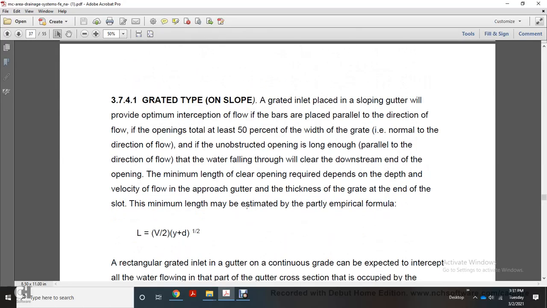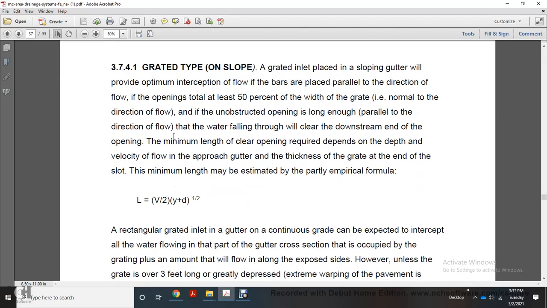Alright, the grate type on a slope. A graded inlet placed on the sloping gutter will provide optimum interception of flow, with the bars placed parallel with the direction of flow, and the openings totaling at least 50% of the width of the grate normal to the direction of flow. The unobstructed opening is long enough parallel with the direction of flow that the water does not flow clear of the downstream end of the opening. The minimum length of clear opening required depends on the depth, velocity, and flow approaching in the gutter, and the thickness of the grate. The minimum length may be estimated by a partial empirical flow formula: L = V divided by 2 times (Y plus D) to the exponent 1/2.